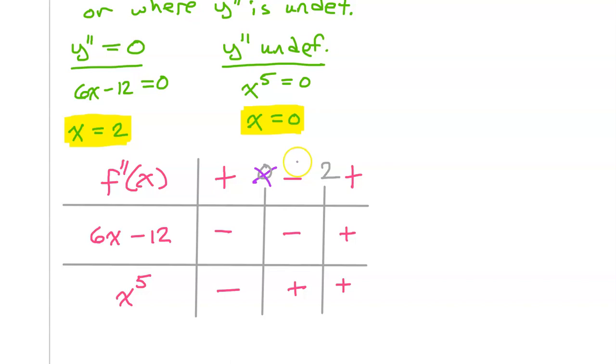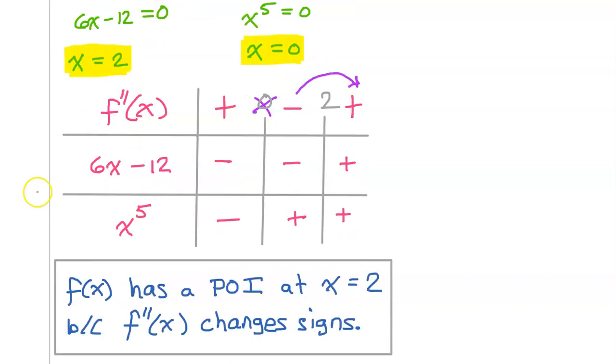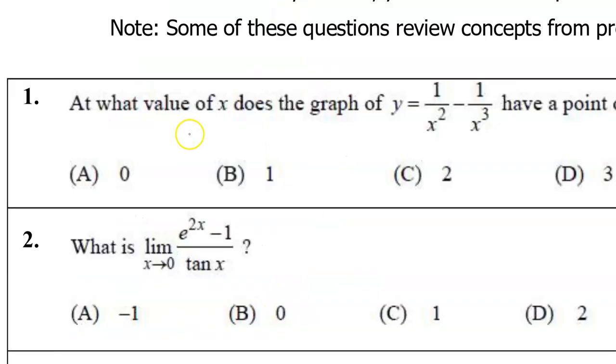However, notice that f double prime goes from negative to positive at x equals 2. So there's your point of inflection. If this were a free response question, I would record my answer and justification like this. F of x has a point of inflection at x equals 2 because f double prime changes signs. However, this was a multiple choice question, so the answer is C.